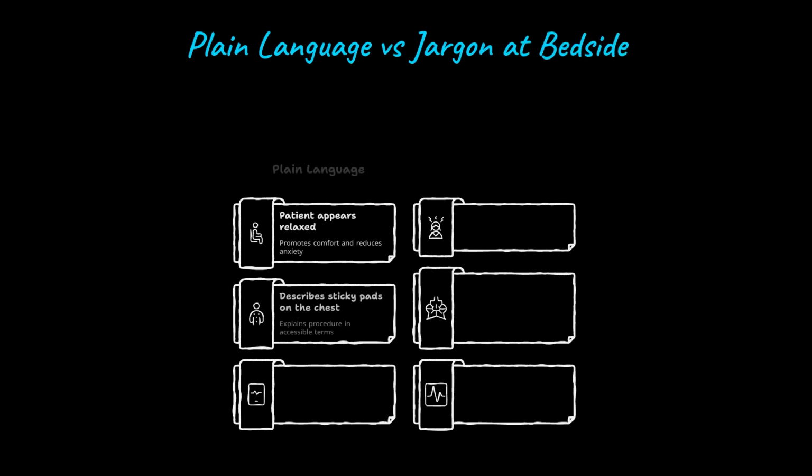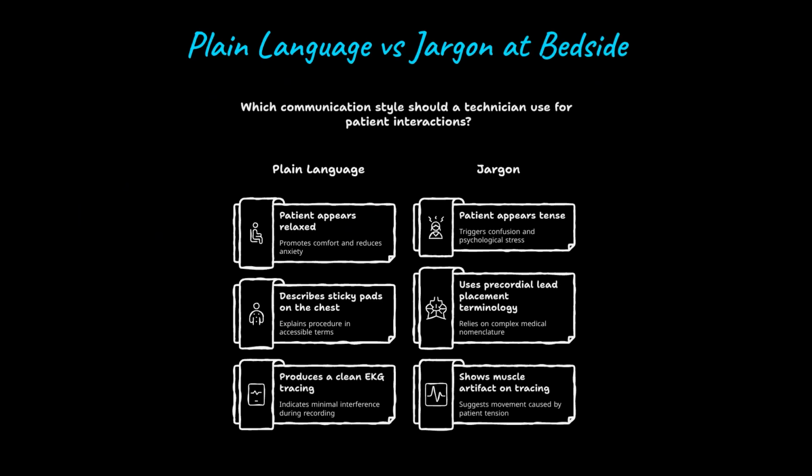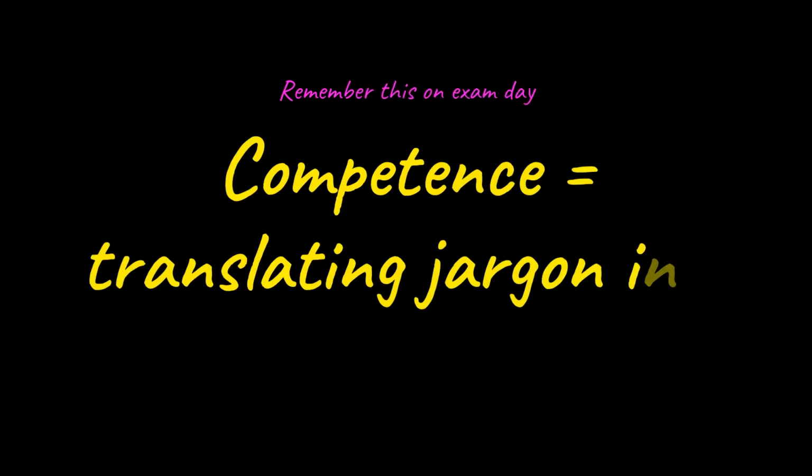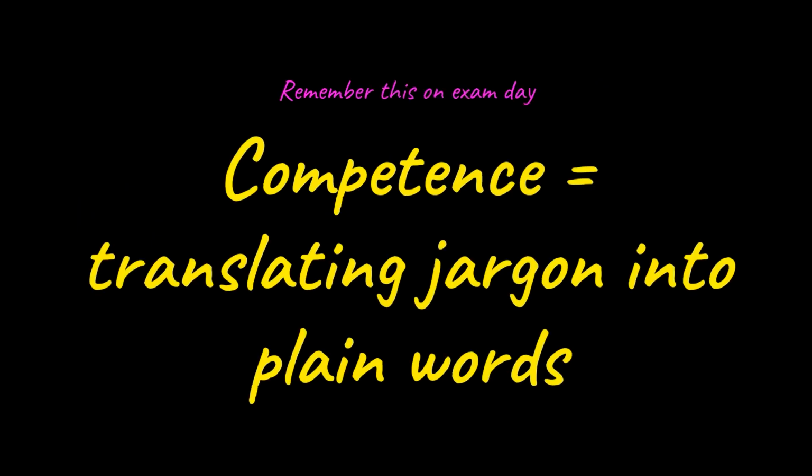A tense patient breathes faster and tightens muscles, and that shows up directly on the EKG as artifact. The greeting a technician chooses has a measurable effect on the tracing itself. Plain language produces a calmer patient and a cleaner recording. Exam writers test the contrast between jargon and plain language specifically because students confuse technical vocabulary with clinical authority. The competent technician defaults to plain words every encounter, and patients read that ability as confidence, not weakness.